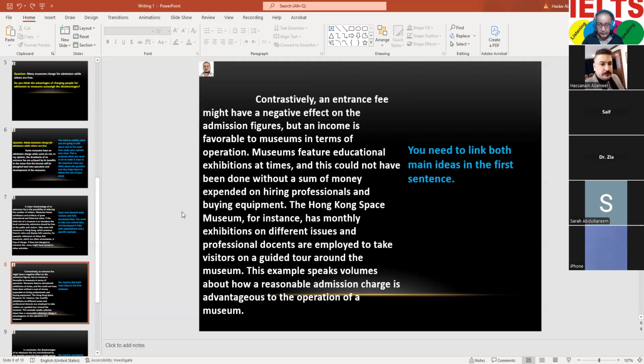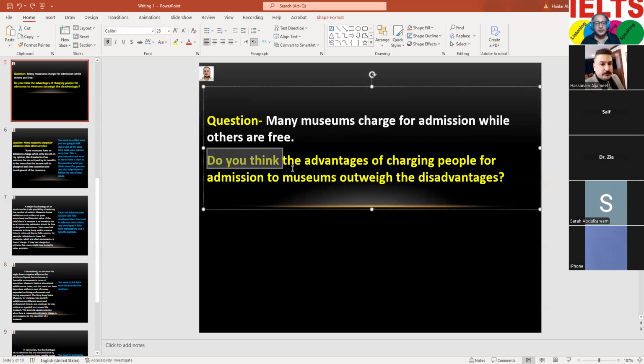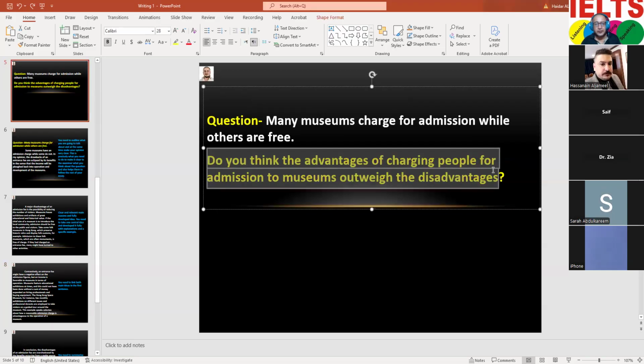Do you have any questions about the body? Ask me now. In the first paragraph, we mentioned disadvantages, and now we mention the advantages, but it seems like we contradict ourselves. Mr. Saif, look at the question. Do you think the advantages of charging people for admission to museums outweigh the disadvantages? Okay. That means you will give your opinion, but the explanation should be something in general.